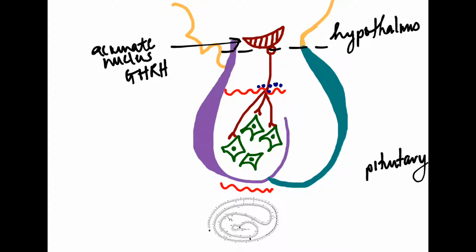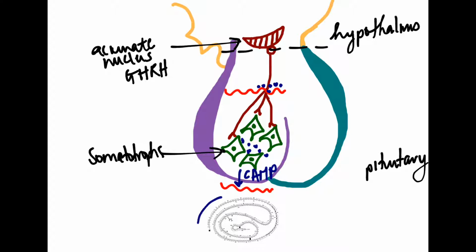the distal anterior pituitary called somatotrophs. These are the somatotrophs right here, represented in green. The somatotrophs receive the growth hormone releasing hormone, and via the cAMP system, the cyclic adenosine monophosphate system, cAMP causes the somatotrophs to release growth hormone.